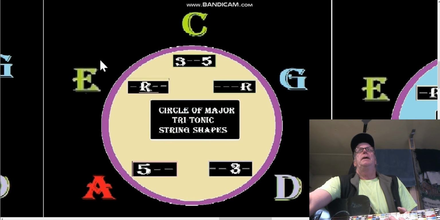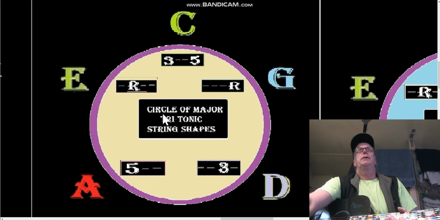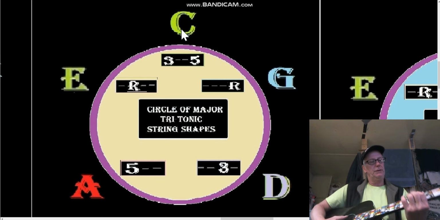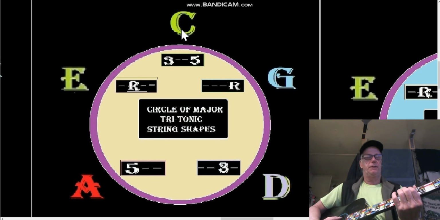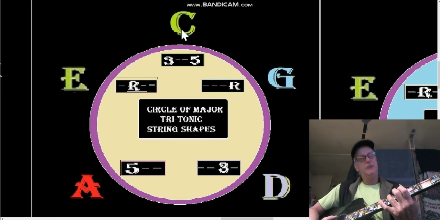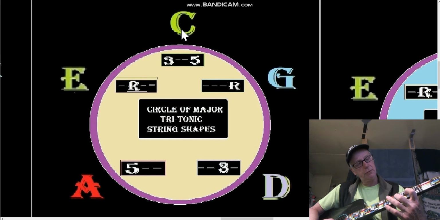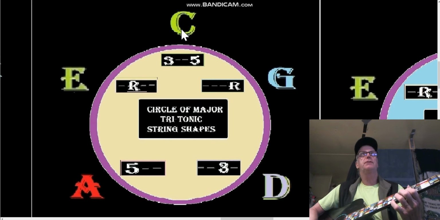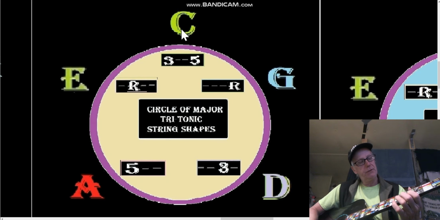Now let's look at the circle of major tritonic string shapes. But before we do that, I just want to show you, I should have left it on the screen: the C string shape goes to the G string shape, 6, 7, root, goes to the D string shape, 2, 3, 4, goes to the A string shape, 5, 6, goes to the E string shape, 7, root, 2, and then 3, 4, 5.